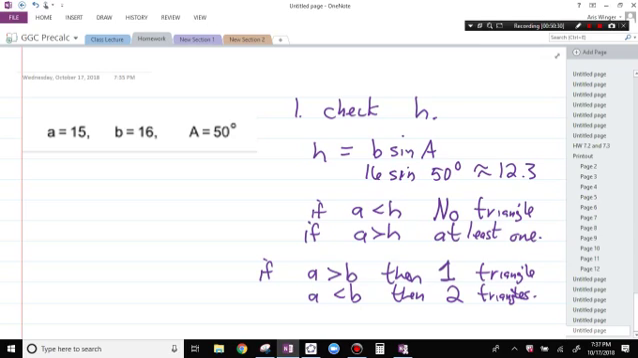H is a height, right? H is the height, that's right. A needs to be larger than the height for this to work.